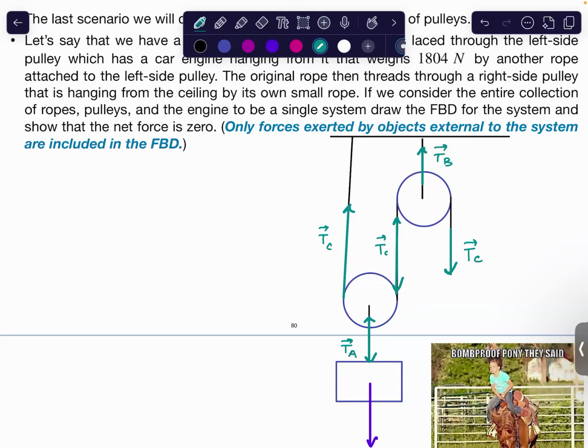Is the middle tension C, does that one have an arrow on the downside too? Yeah, there's tension C. So the arrow there, middle tension, because on this pulley, tension C is pulling up. On this pulley, tension C is pulling down.